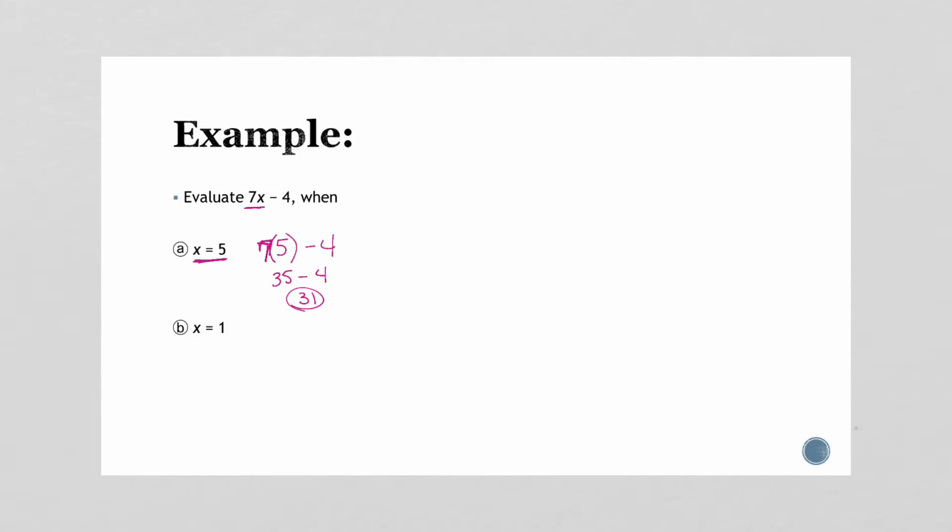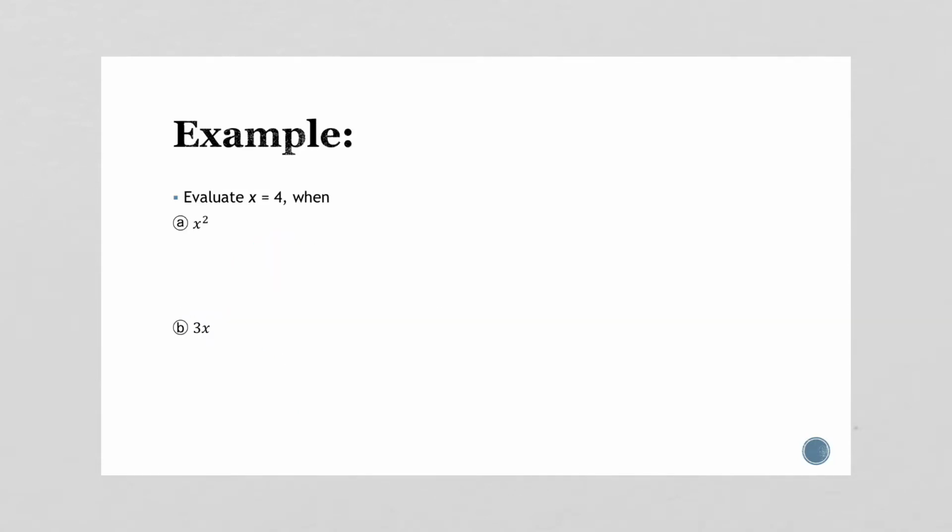Okay, so now, again, I ignore part A and I do part B separately. So now I'm going to substitute 1 in where I see x. So I've got 7 times 1 minus 4. 7 times 1 is 7 minus 4, and I get an answer of 3 this time.